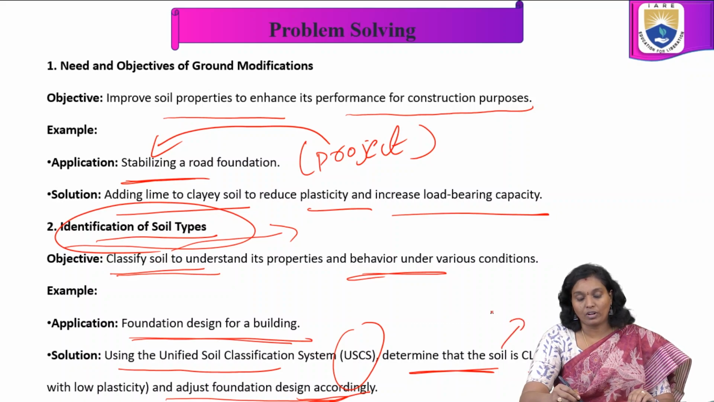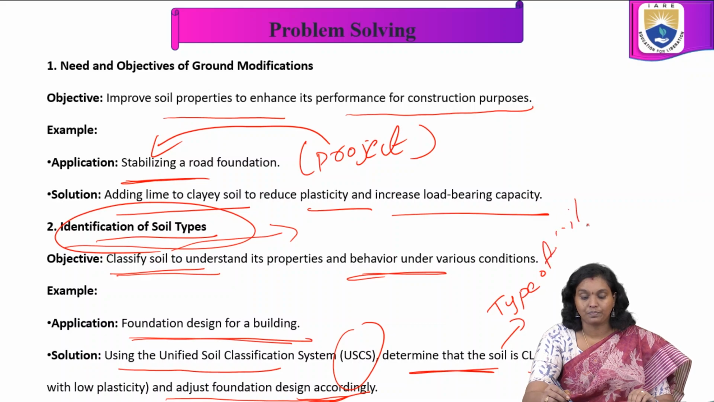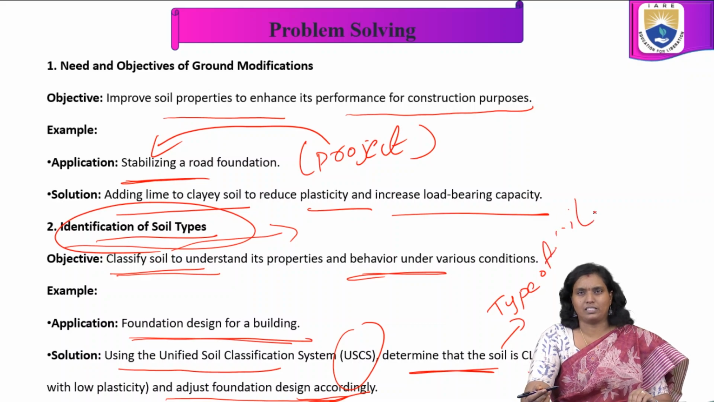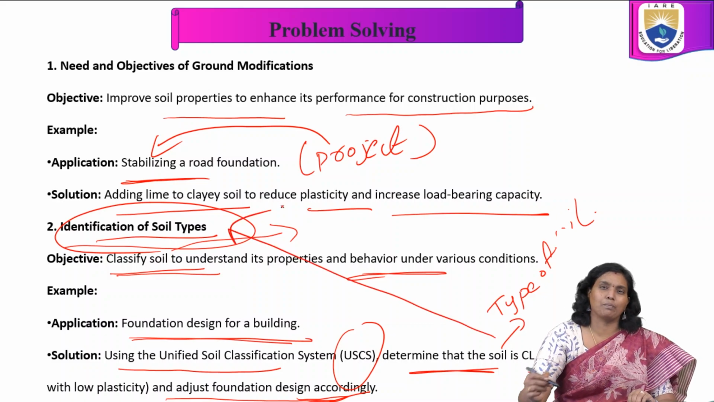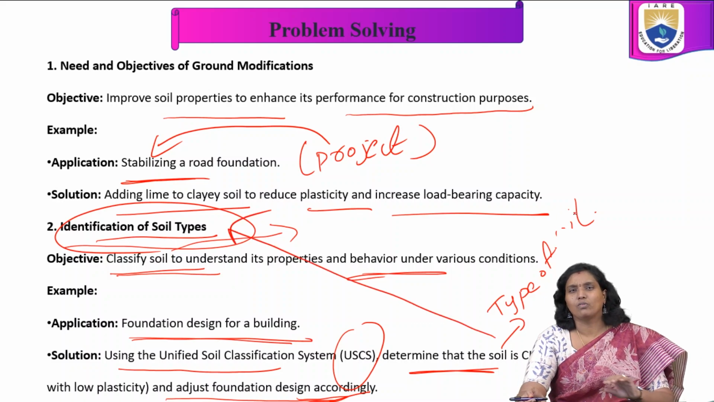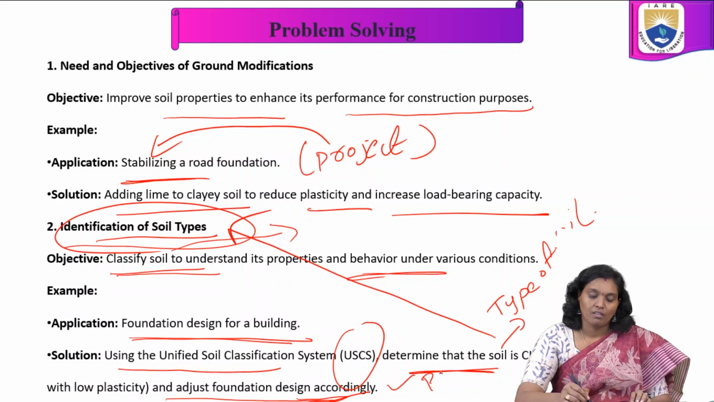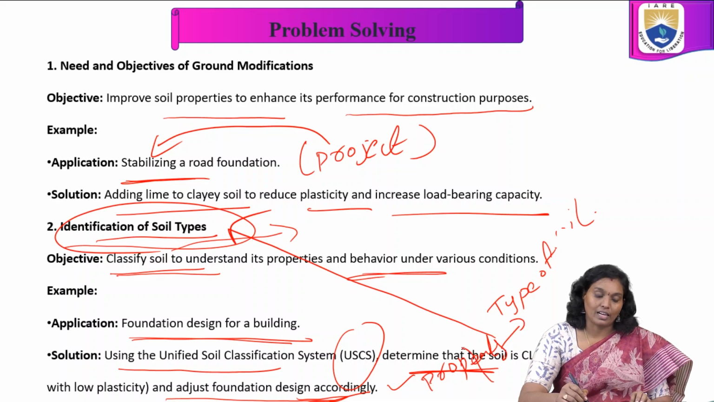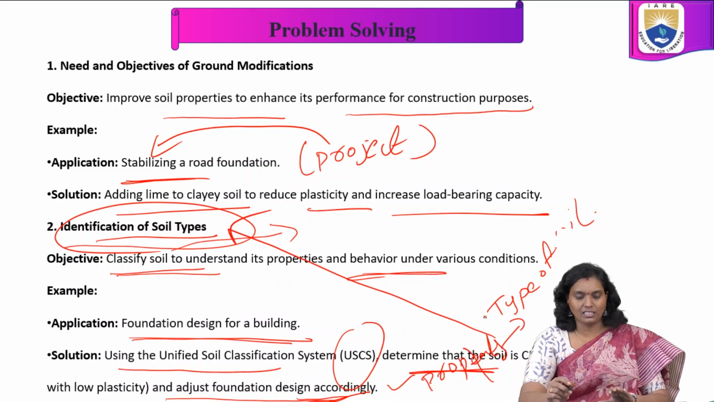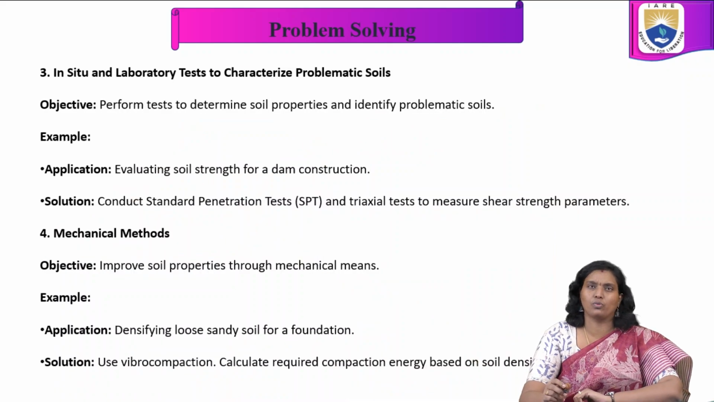It depends on which type of soil is present in that particular project construction, where we are doing the project construction. As a part of identification of soil, we understand the type of soil. According to that, we choose which type of property may affect that particular construction work. These are the things we will understand in this particular unit.